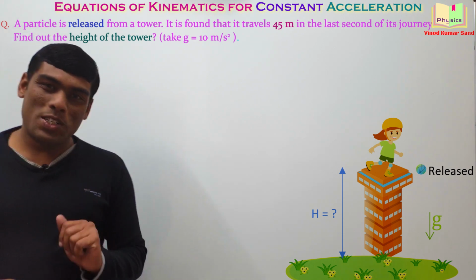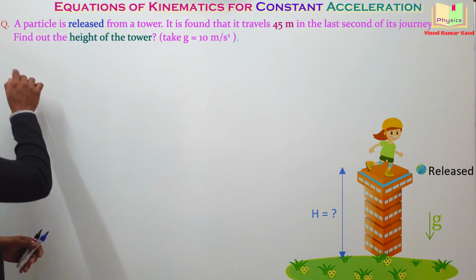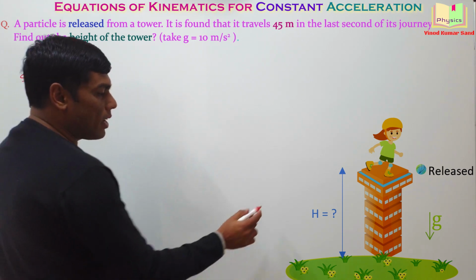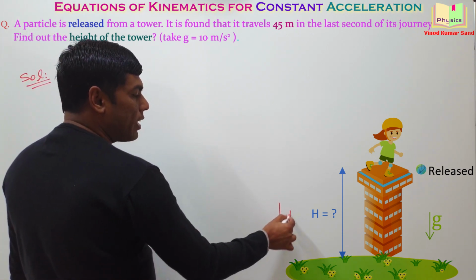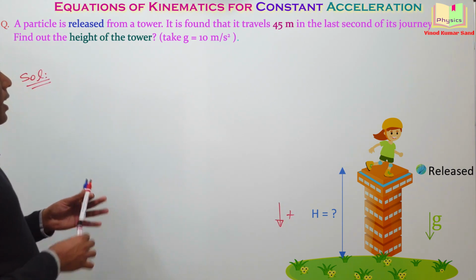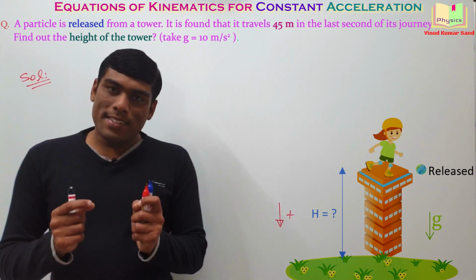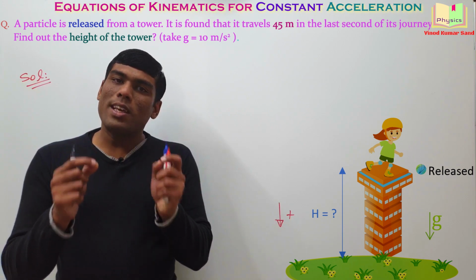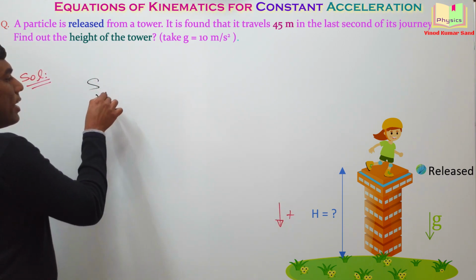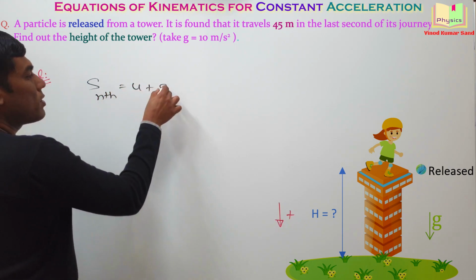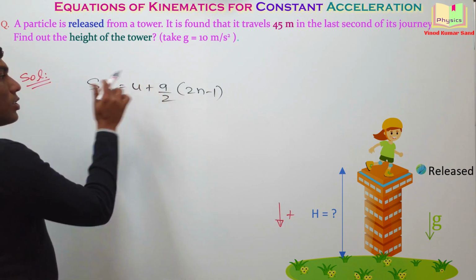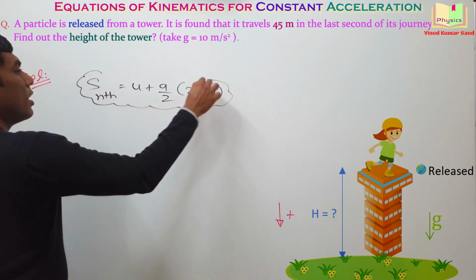Okay, I'm starting the solution here. As usual, we'll choose some direction positive. So this time I'm choosing the downward direction to be positive. This depends upon us. Suppose the last second we assume as the nth second, and we can use this formula S nth is equal to u plus a by 2 into (2n minus 1). Okay, because acceleration is constant.